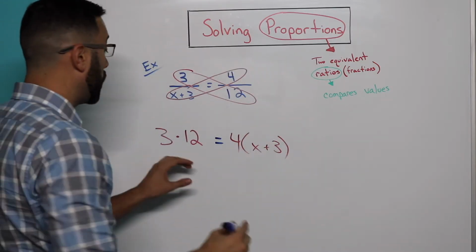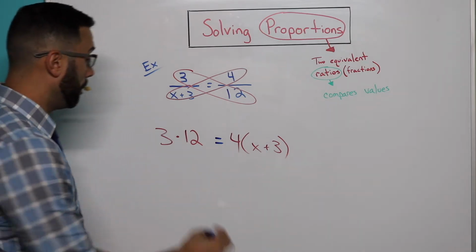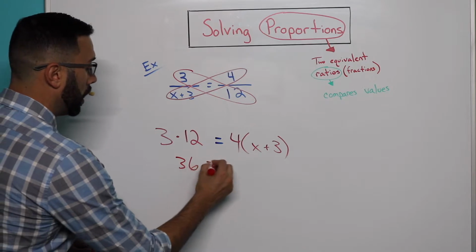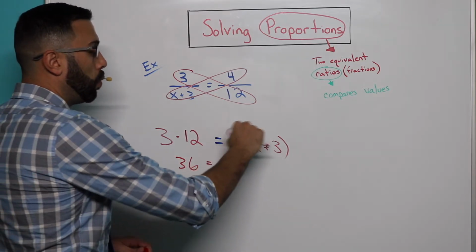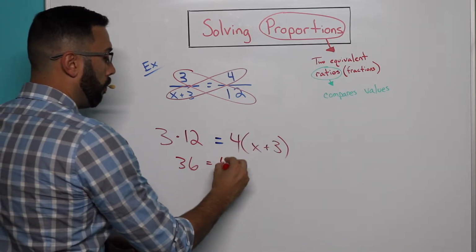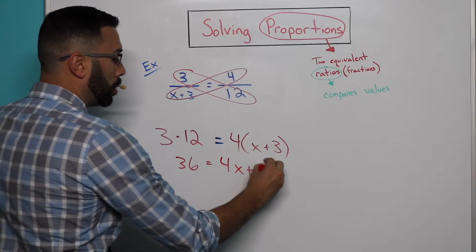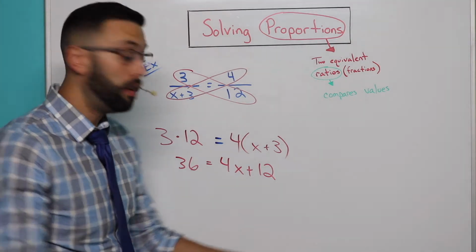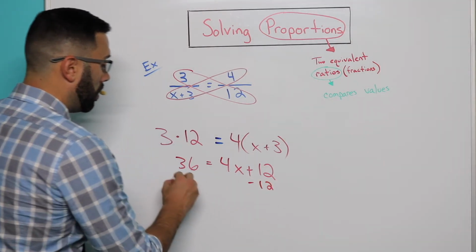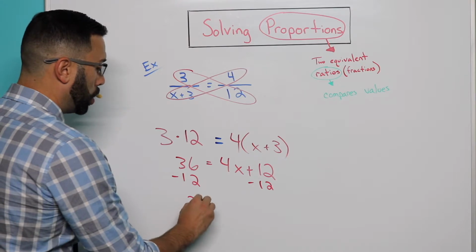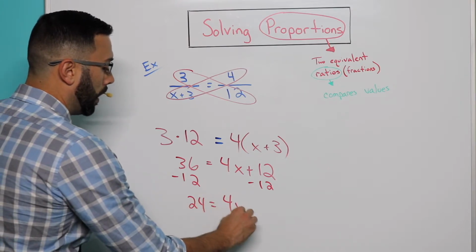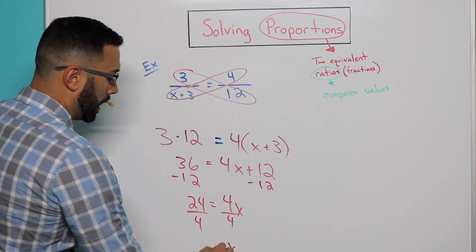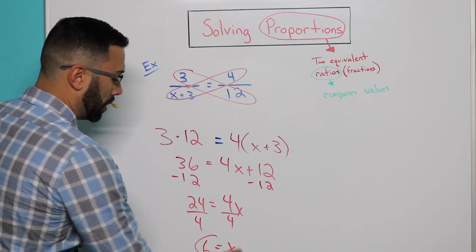Now we have our equation right here. Let's clean it up. Oh, let me keep the red going. 36 is equal to, well, 4 times the quantity. Let's distribute: 4x plus 12. All right, let's just isolate the variable and solve for x. Minus 12, minus 12. 24 equals 4x. Divide by 4. Divide by 4, x equals 6.